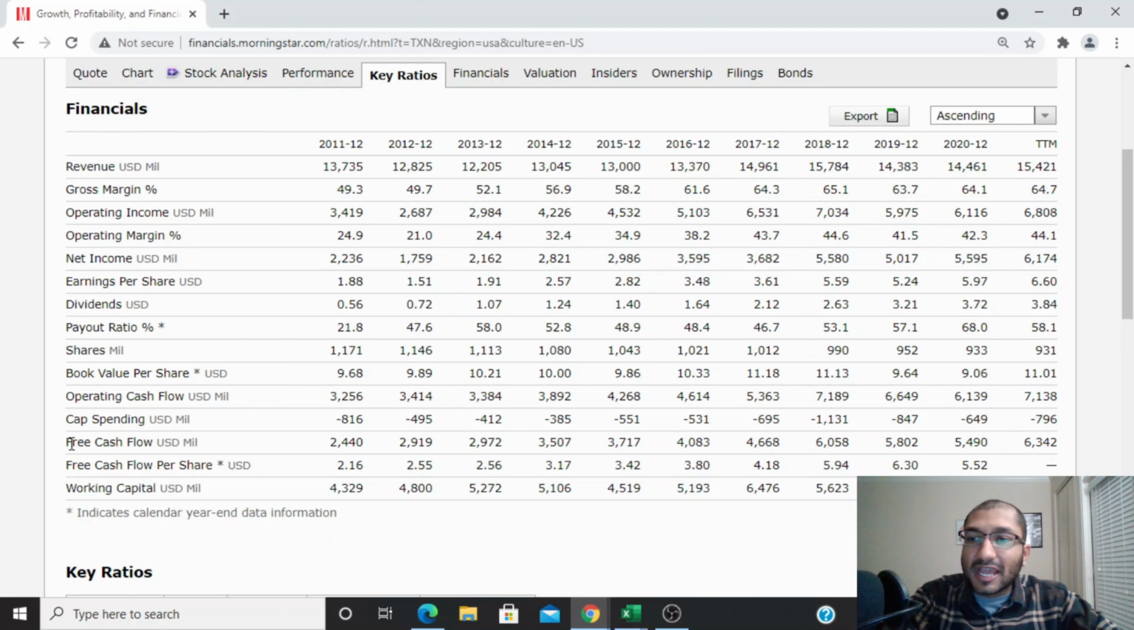Finally, looking at the free cash flow. The free cash flow is what we get when we subtract capital spending from the company's operating cash flow. Back in 2011, TI's free cash flow was about $2,440 million, and for the year 2020, it was about $5,490 million. Ideally, we want to see the company's free cash flow to be positive, staying steady, or increasing. I will be using the past 10 years of free cash flows for my expected rate of return calculation, and I will be using the 2020 figure of $5,490 million for my discounted free cash flow DCF analysis.